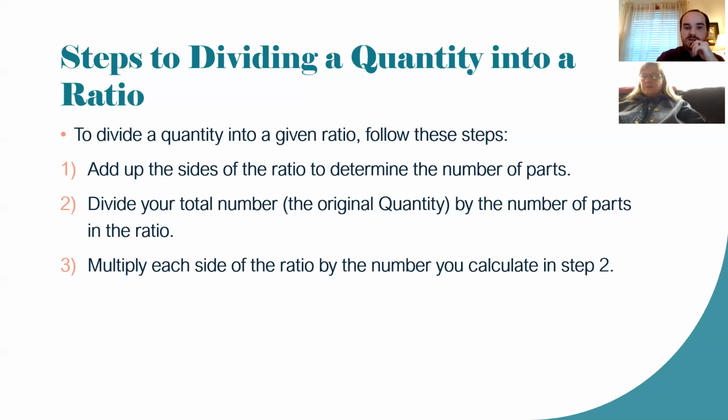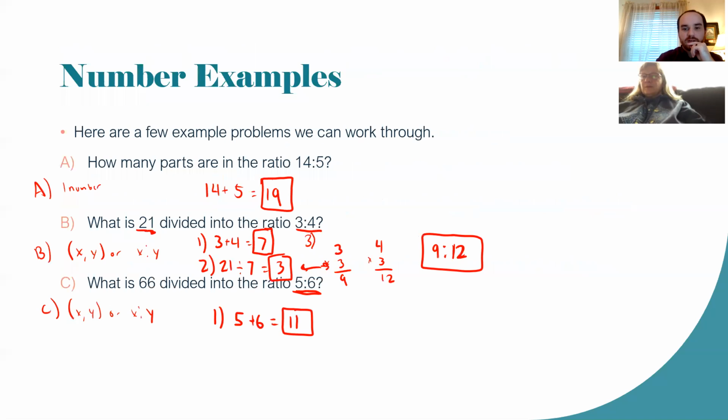Step 2 is to divide the total number, which is the original quantity, by the number of parts. So our original quantity is 66. That's right here. We're going to divide that by our number of parts, which we just calculated as 11. So step 2 is 66 divided by 11 equals 6. So that means that with this quantity, we're dividing it out. We're giving 6 rounds of distributing it in this ratio.